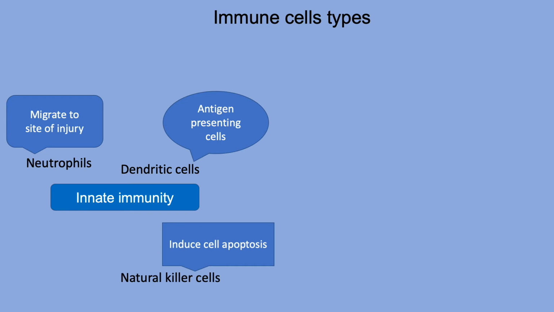Natural killer cells have features of both innate and adaptive immunity. They are important for recognizing and killing virus-infected cells or tumor cells.